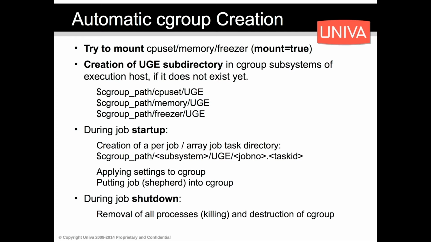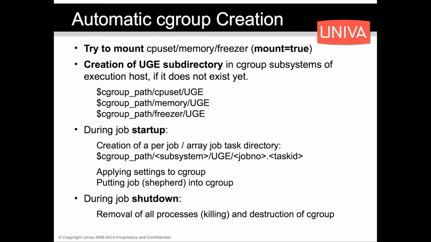So during job startup, an array job task or a per job directory is created with job number dot task number. Then all settings which have to be applied for this particular job are done in this cgroup. Finally, the shepherd process, which starts up the job, is put into the cgroup. Therefore, all child processes of the job are in the same cgroup.